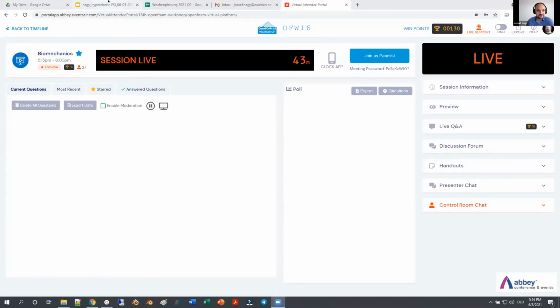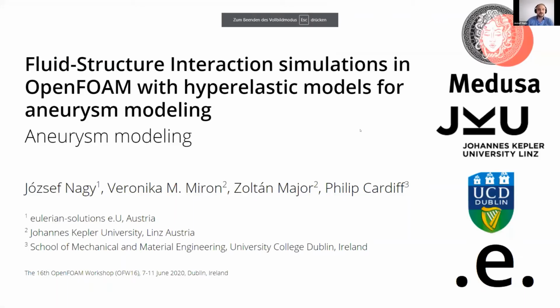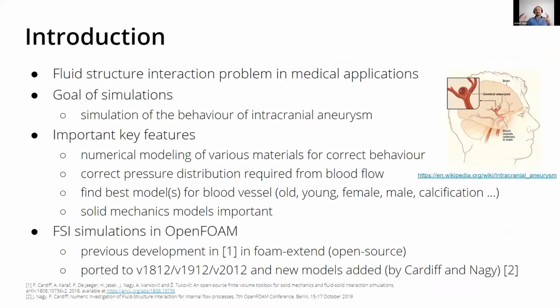So hello, everyone. My name is Josef Schnarch, and today I'm going to talk about fluid structure interaction simulations in OpenFOAM for aneurysm modeling. So this is something for biomechanics. The basic idea of these simulations is to understand the behavior of aneurysms in the brain, so-called cerebral aneurysms, because it is very problematic to treat them, and we want to understand them with simulations.